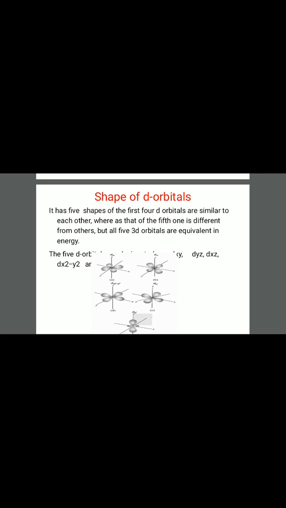Shape of d orbitals. It has 5 shapes. The first 4 d orbitals are similar to each other, whereas that of the fifth one is different from the others. But all the 5 3d orbitals are equivalent in energy. They have a double dumbbell shape. They are designated by dxy, dyz, dzx, dx squared minus y squared, and dz squared.